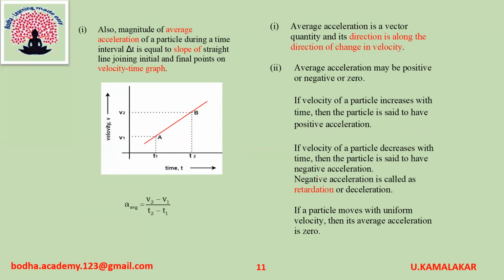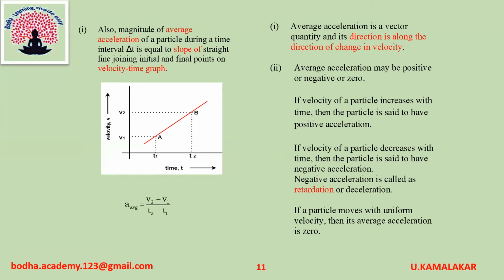Also, magnitude of average acceleration of particle during time interval delta t is equal to slope of straight line joining initial and final points on velocity time graph. Average acceleration is vector and its direction is along the direction of change in velocity. Average acceleration may be positive or negative or zero.